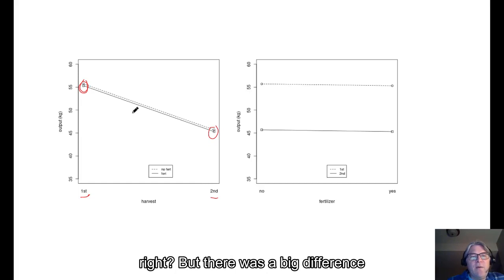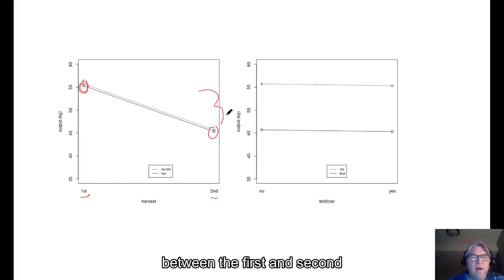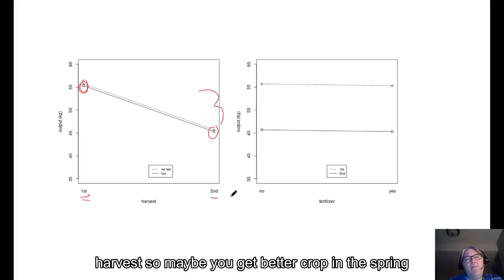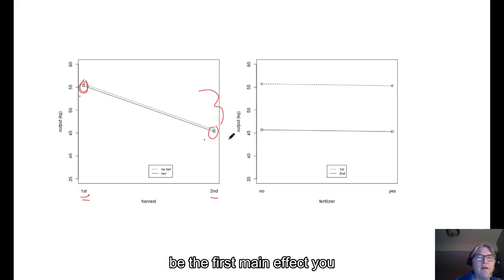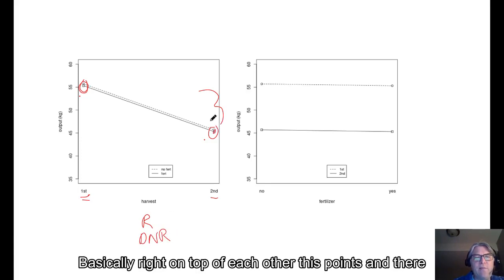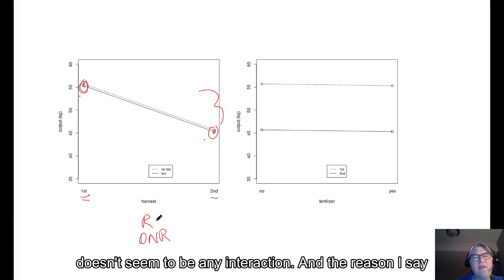All right. But there was a big difference between the first and second harvest. So maybe you get better crop in the spring than in the fall, right? So that would be the first main effect you reject, and then you do not reject for the fertilizer test. They're basically right on top of each other, those points. And there doesn't seem to be any interaction.